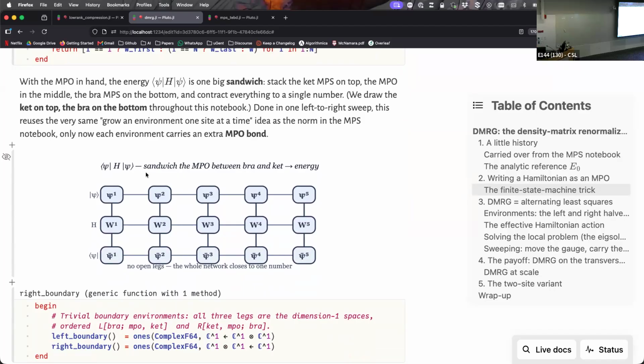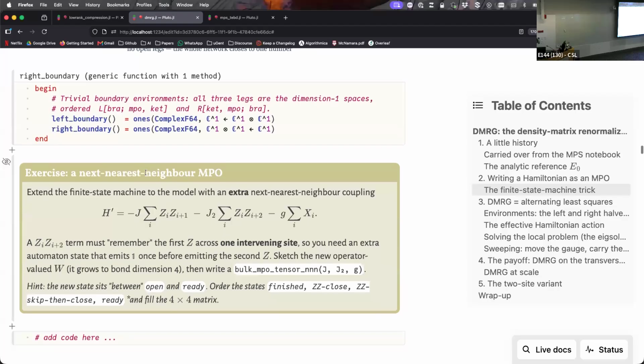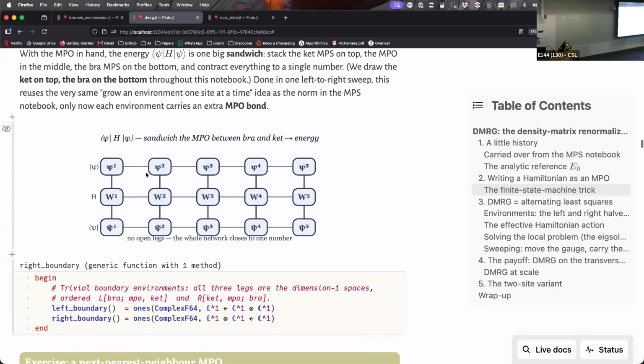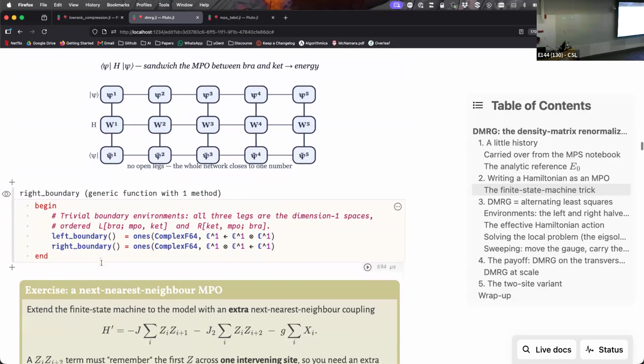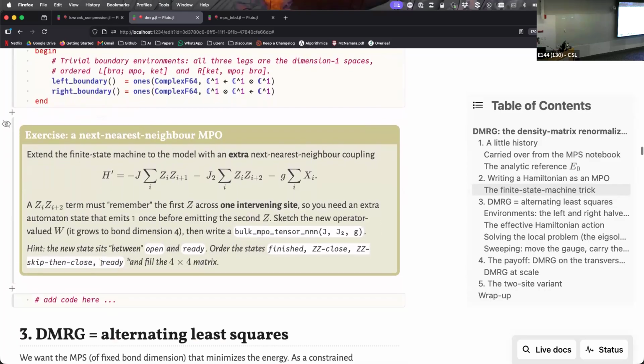It's again a similar statement: if I wanted to compute this value, which is a scalar, I can just start from the left and snake my way through this entire network, contracting from the left to the right to obtain the energy. Here I have some utility functions for starting that. We can skip this exercise for now. I'm happy to come back to it in a second.